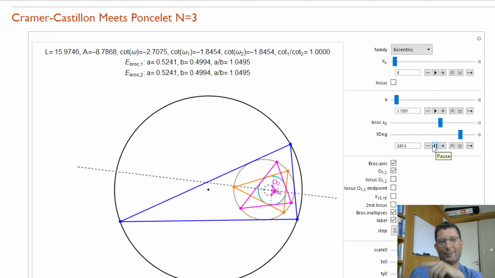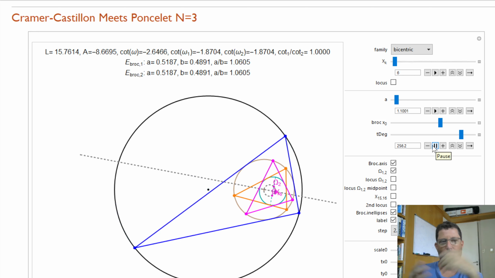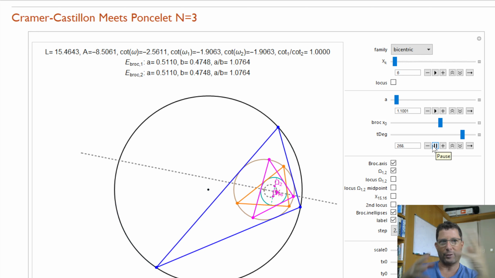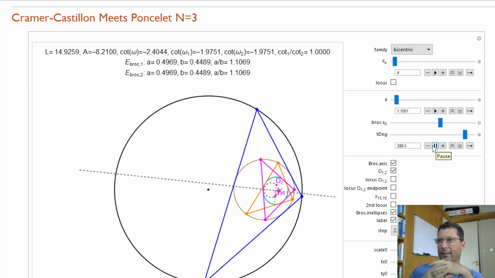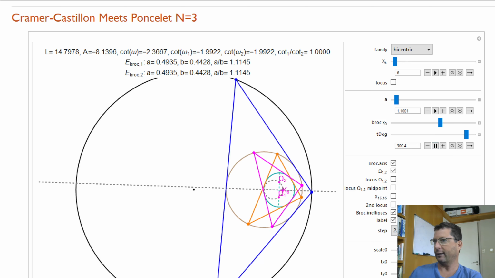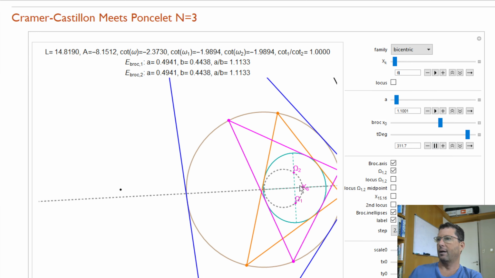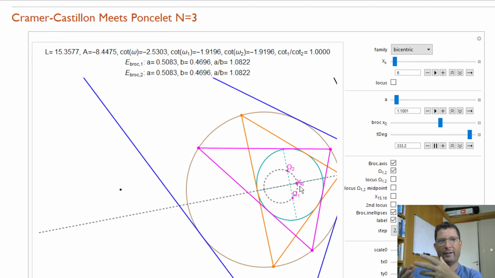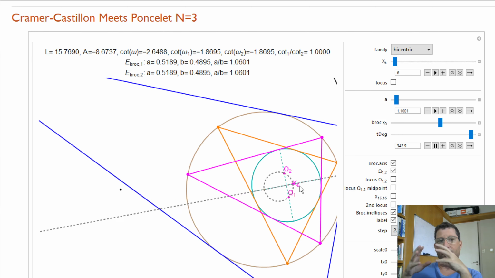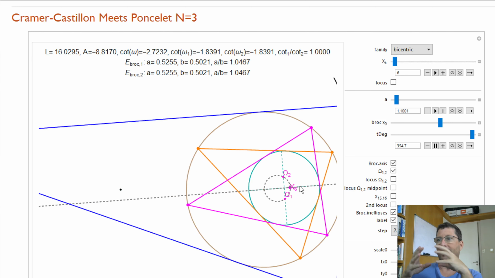It just turns out that this family emulates or reproduces a lot of the harmonious phenomena we saw with the incircle Poncelet family. Namely, and you can see this already, the Brocard in ellipse is a varying in ellipse, but it's shared. The Brocard circle is a varying circle, and it's shared.